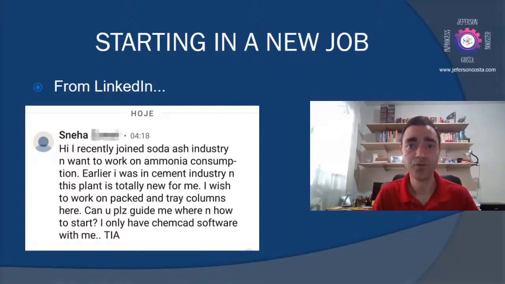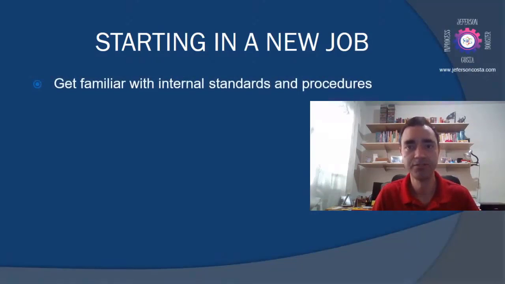In my point of view, when you're starting a new job, there are a lot of things that you should do before starting your process simulation. First recommendation to you when you're starting a new job, and here I'm talking about jobs in a design company or in a production company with a design department.